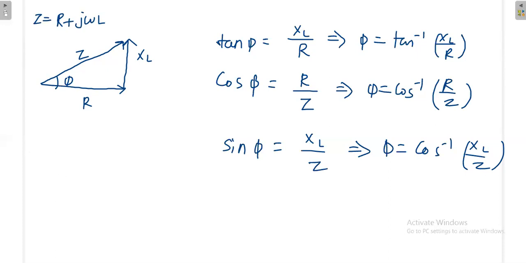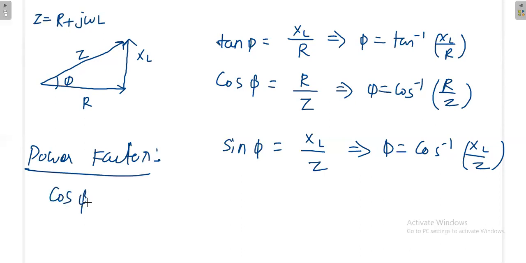In general, power factor means cos phi. The general formula for power factor is cos phi. Once you know phi, you can directly calculate cos phi, or directly with this formula. Cos phi is equal to R, and again there will be some confusion because Z is generally complex. To avoid that confusion, whenever Z is there, you take the modulus. So cos phi is equal to R divided by mod Z.